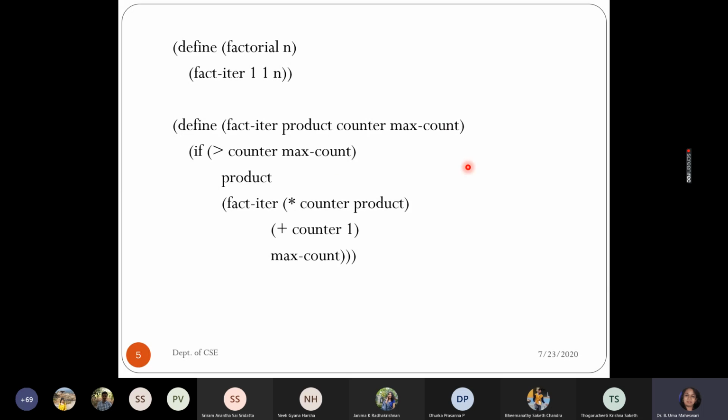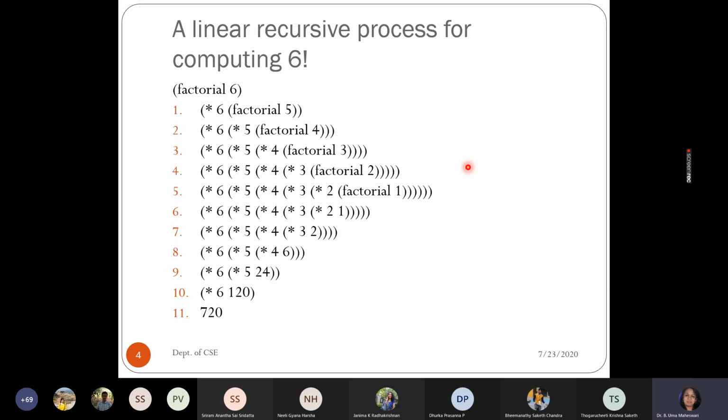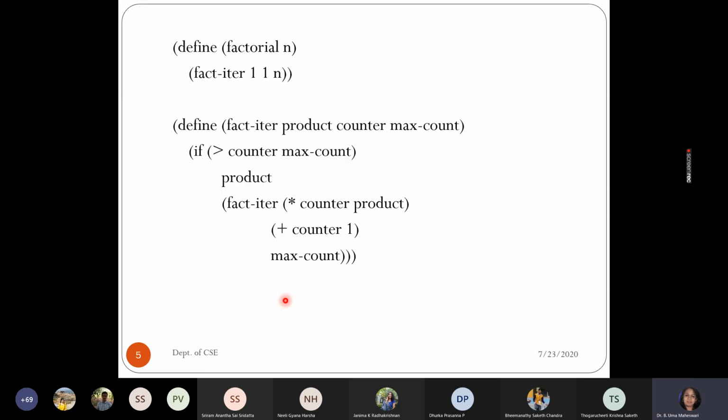This procedure will not use the process that I explained, that is expansion and contraction. Surely the process is not expansion and contraction. But what is the shape of the process generated by this procedure? Anyone of you, can you please tell me what the interpretation is? What are you doing after all?